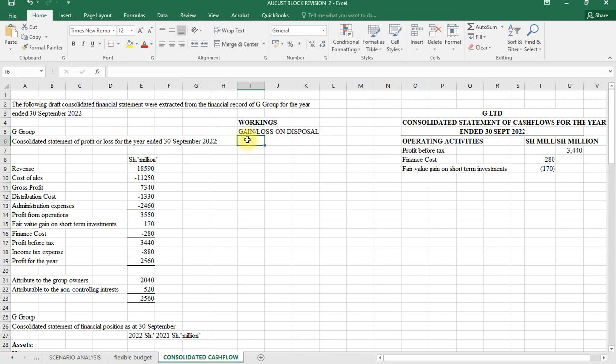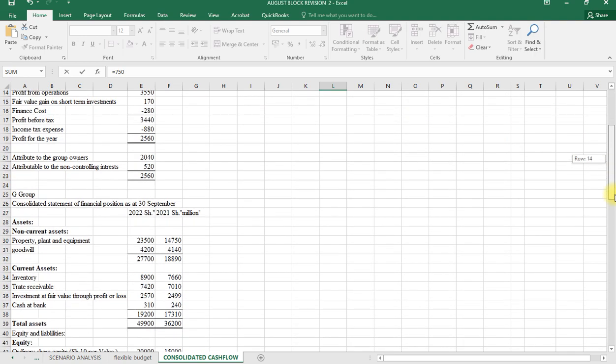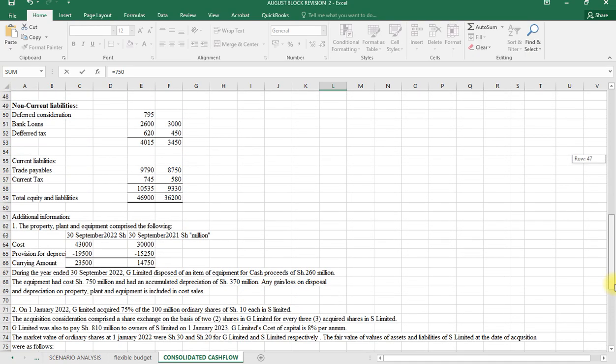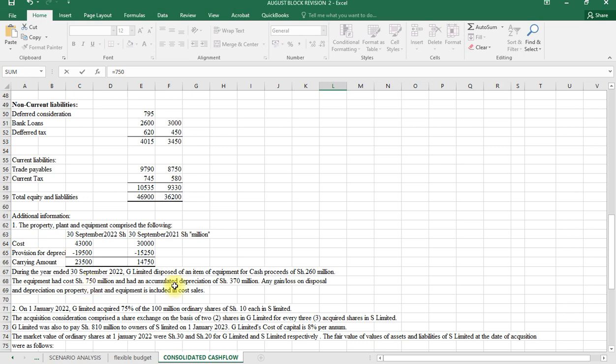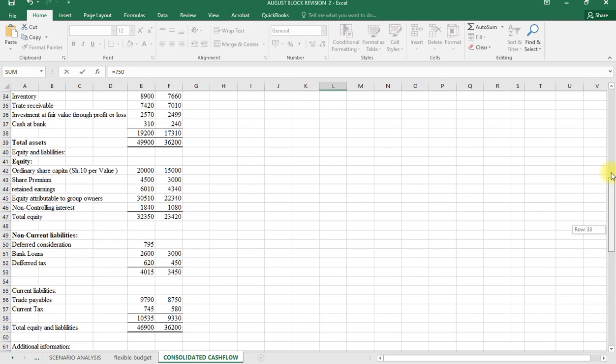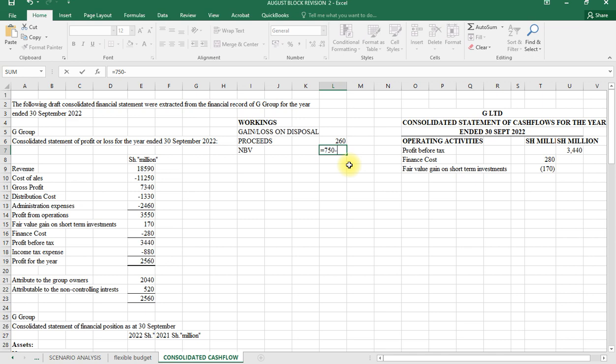So my proceeds was 260, and my net book value, NBV. We are told the cost was 750. If I scroll it down, you can see that the equipment had cost 750 with accumulated depreciation of 370. So I will take that, minus 370, and we have a net book value of these.